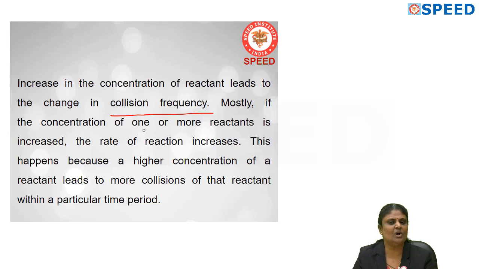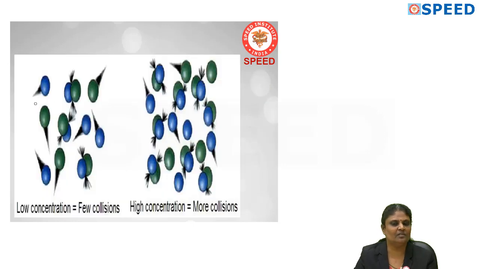Okay, so mostly if the concentration of one or more reactants is increased, the rate of reaction also increases. This happens because a higher concentration of a reactant leads to more collisions of that reactant within a particular period of time. I will explain with the diagram. Okay, here at lower concentration, only few collisions occur, but here more collisions. So this is also a collision. So more collisions are possible at more concentration.